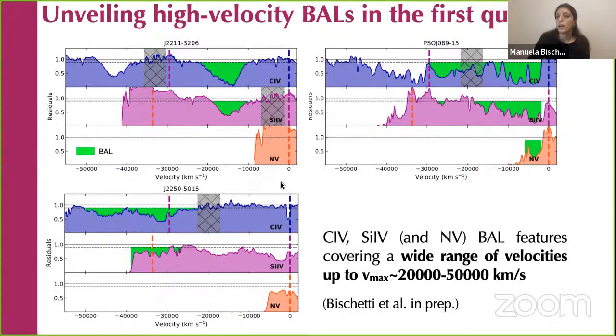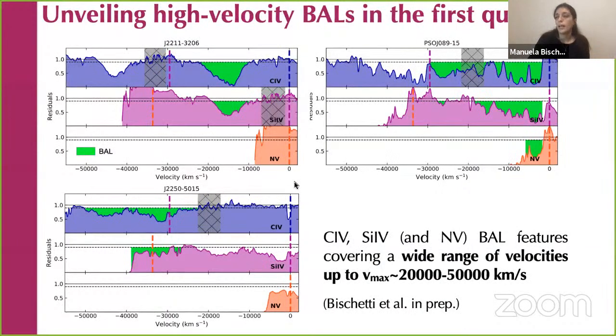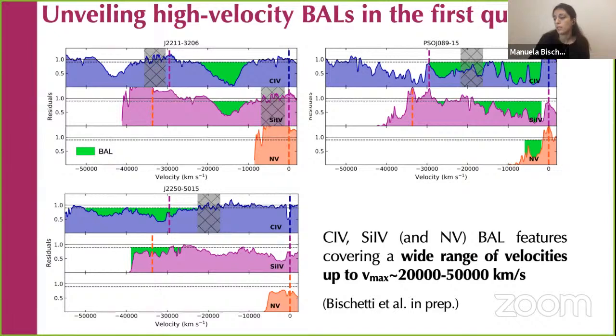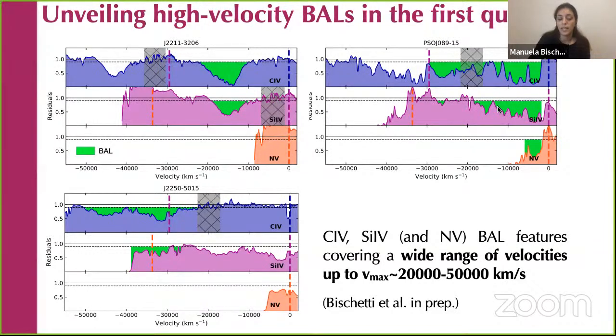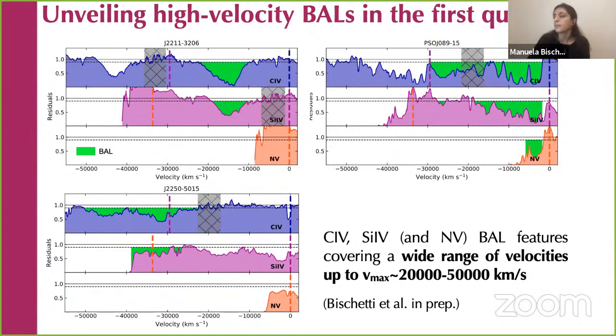So you can see here these residual spectra as a function of velocity with respect to the carbon 4, silicon 4, and nitrogen 5 peaks. And broad absorption line features are indicated in green. And you see in all these examples that BAL are observed in different ions, carbon 4, silicon 4, nitrogen 5, although for most sources, the high velocity BAL falls blueward of Lyman alpha, so in a strongly absorbed spectral region. And these BAL reach a very high velocity of the order of 20,000 to 50,000 kilometers per second.